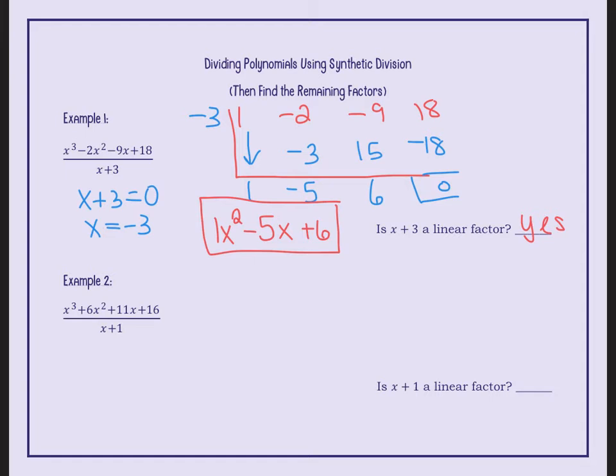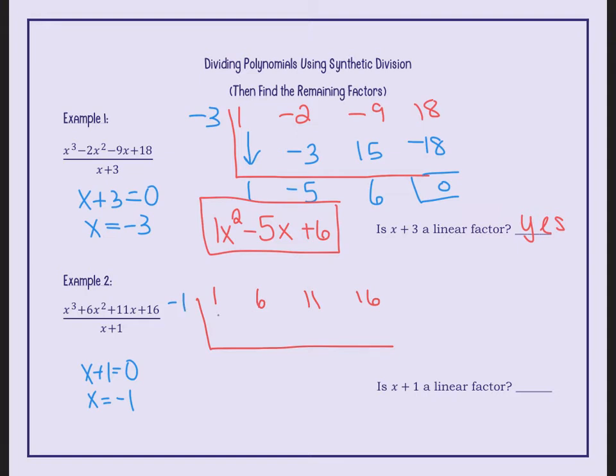So the next one, we're going to practice another one. We're going to look at our coefficients. 1, 6, 11, 16. There's no zeros because I have every power, 3, 2, 1, no x. So we're going to go ahead and make our box again, and we're going to put the coefficients of the dividend, which is my numerator, inside the box. And outside the box, I take my denominator, and I set it equal to 0, and I get a -1.